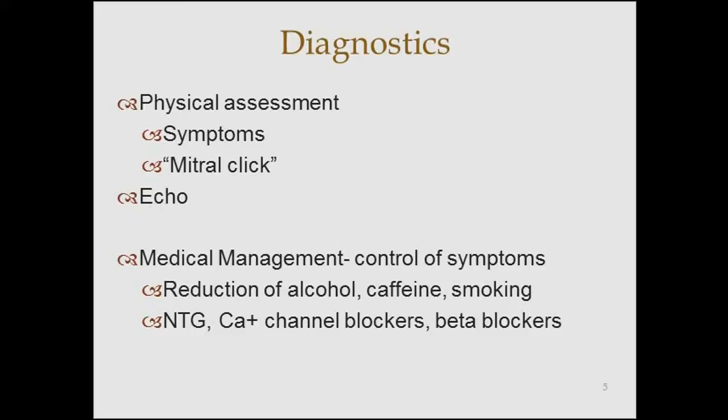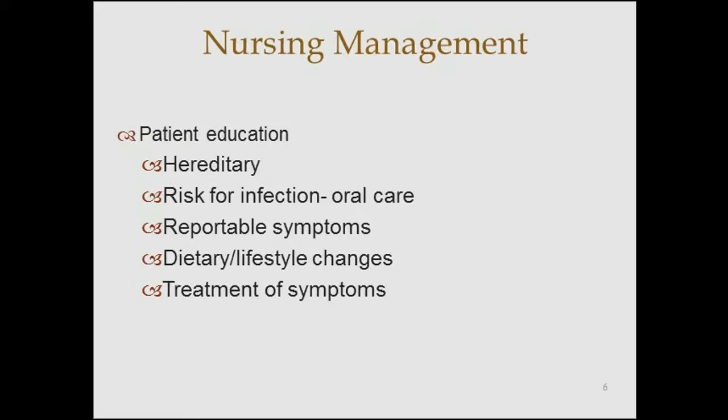Other treatments for very severe people: nitroglycerin for the chest pain, calcium channel blockers, and beta blockers. Beta blockers really tend to be the most prescribed, but calcium channel blockers can be used for people who don't tolerate beta blockers, but they slow down the heart rate. So that really helps to treat those palpitations and slow down the heart rate, which will in turn help the anxiety as well. Nursing management is all related to education.